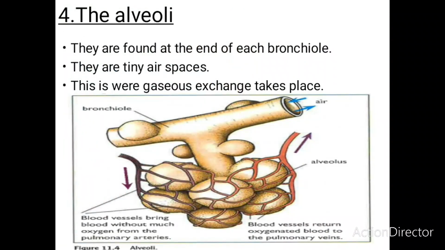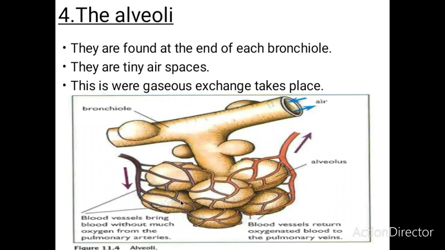The alveoli are found at the end of each bronchiole, so they are tiny air spaces or tiny air sacs, and this is where gaseous exchange takes place. In this diagram, we can see the alveoli. This is a bronchiole, and at the end of each bronchiole, there are tiny air sacs which are known as alveoli. The alveoli are surrounded by blood vessels which are known as capillaries.